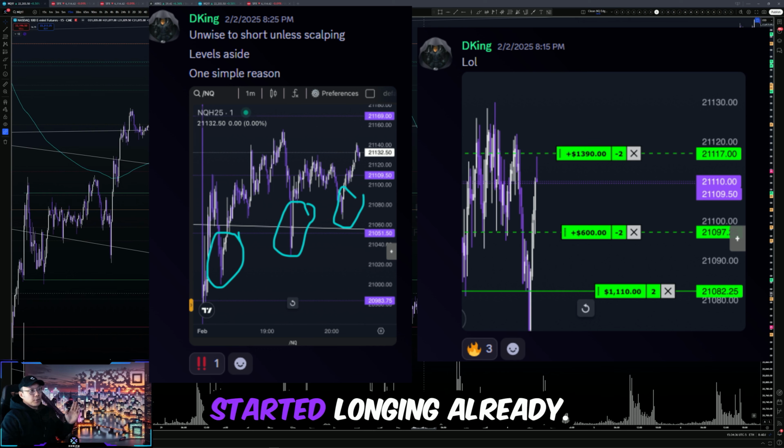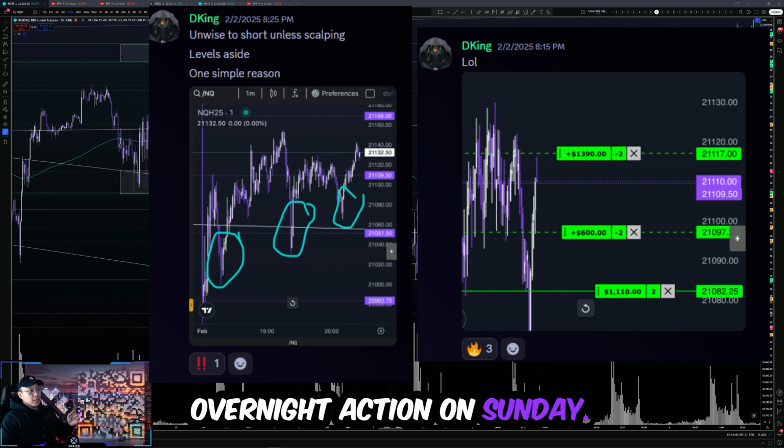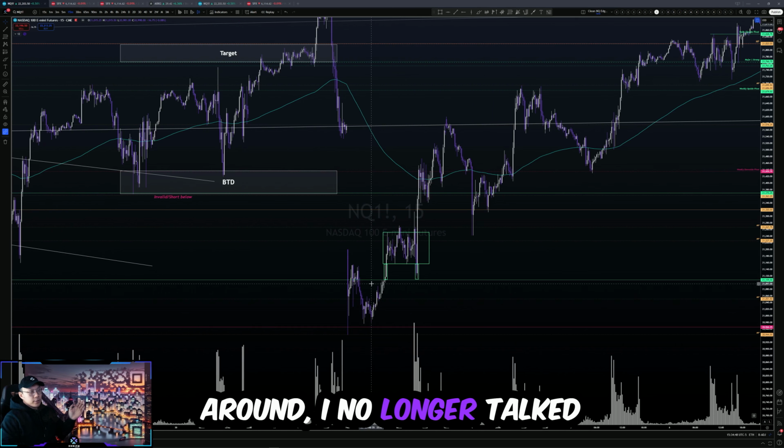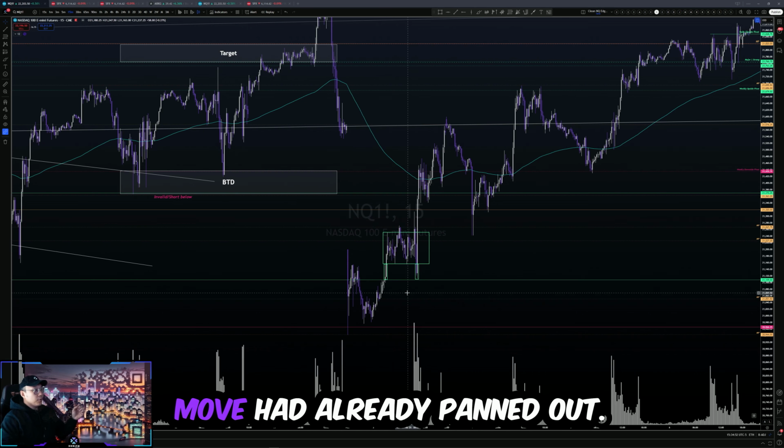From here, we actually started longing already. We were trading this overnight action on Sunday. As soon as Monday came around, I no longer talked about shorts or puts or any bearish buys because the entire move had already panned out.